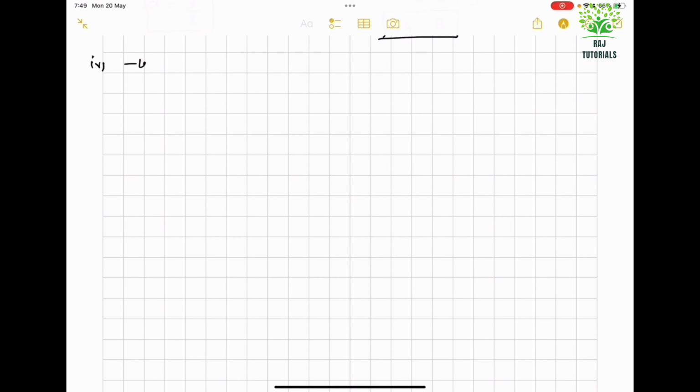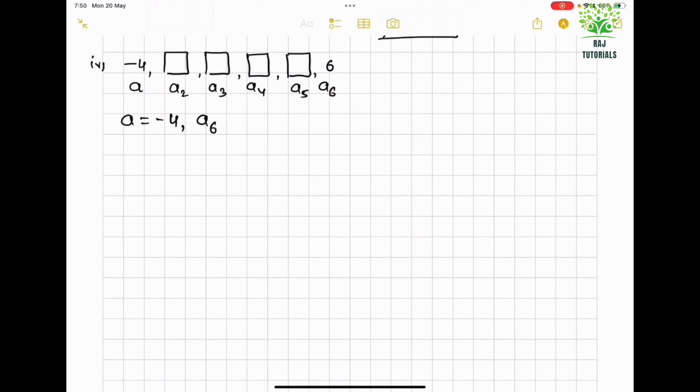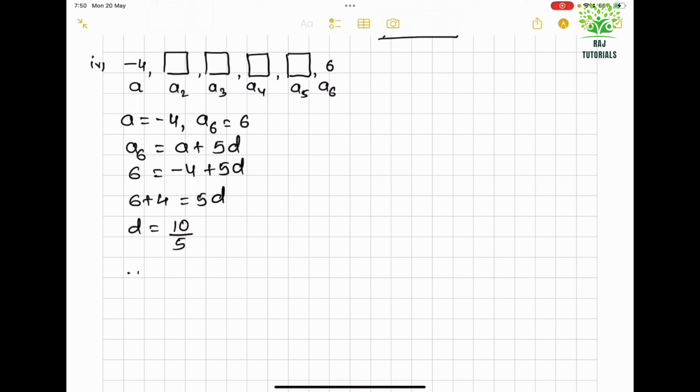Fourth one says, so here I can say A, A2, A3, A4, A5, A6. So A equal to -4, A6 equal to 6. So A6 will be equal to A plus 5D. 6 equal to -4 plus 5D. 6 plus 4 equal to 5D. D will be equal to 10 by 5. So therefore D equal to 2.